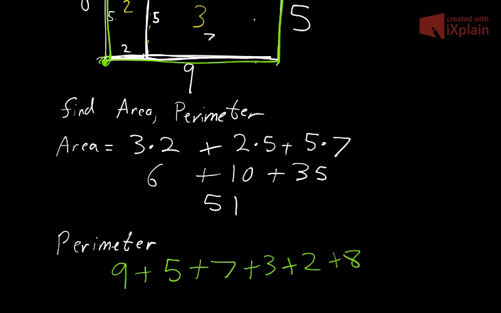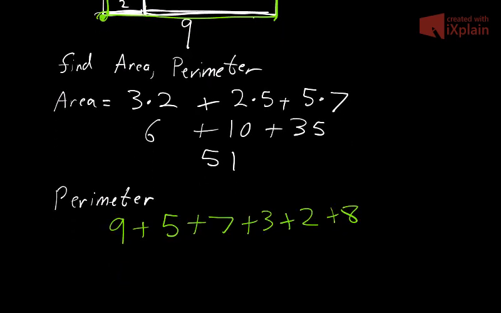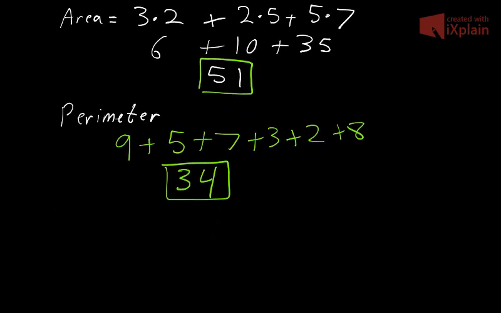So I can add all these up. 9 plus 5 is going to be 14, plus 7 is 21, plus 3 is 24, plus 2 is 26, plus 8 is going to be 34. Once again, I don't have units, so I'm just going to leave it. But both of these are going to be my answers for area and perimeter. Just like that, I'm done.